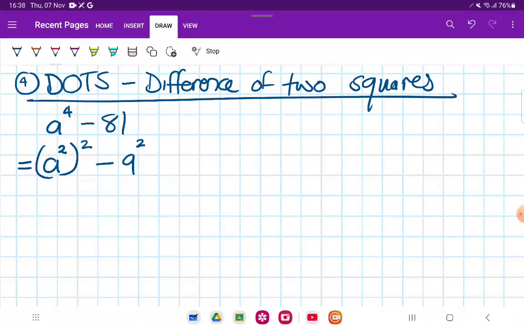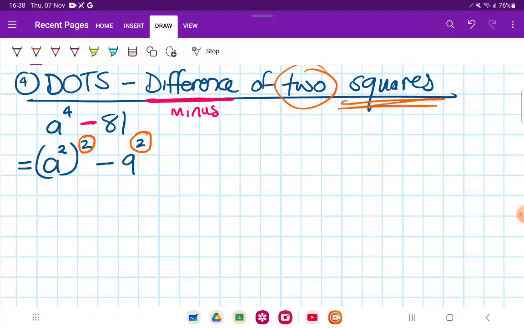What do you have? You have a difference. The difference refers to the minus sign. And then this is 1 squared, and that's another. So you have 2 square numbers. You have a difference of 2 square numbers. So to factorize this, we are going to end up with 2 brackets. In the first bracket, you have a plus. In the second, the minus. Remember, it doesn't matter if the minus comes first or if the plus comes first.